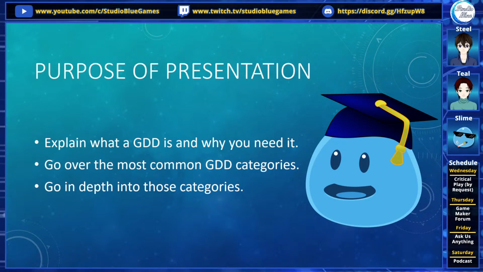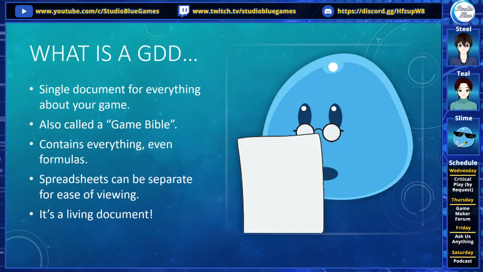Alright, here we go. So what is a GDD? That is the Game Design Document. It is a single document for everything about your game. Everything. I really should put that in bold, underline, and capitals. It's everything. If it relates to your game, from marketing materials to high concepts to sketches that you make on napkins in restaurants because you just can't get the idea out fast enough, all that goes in the GDD. Everything. It is also called a game Bible.